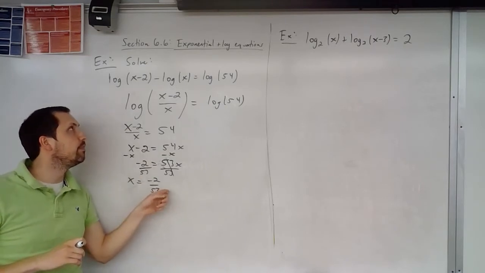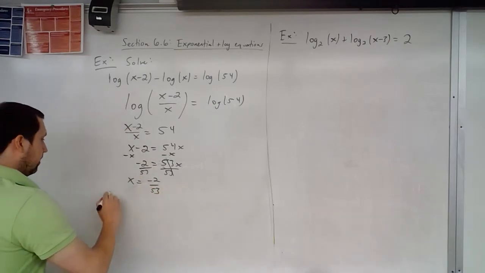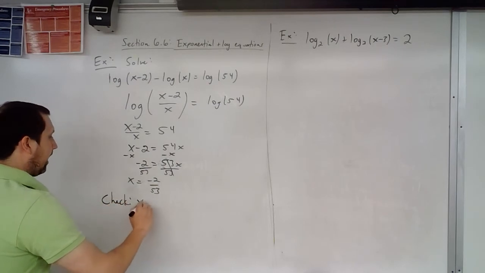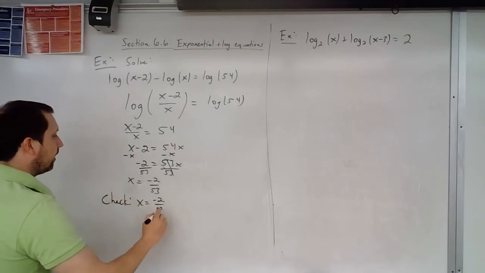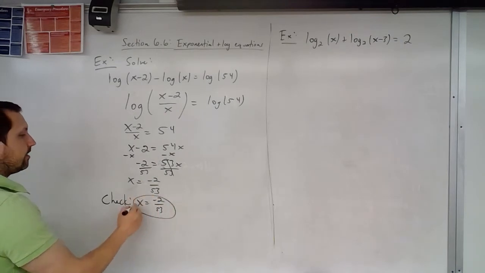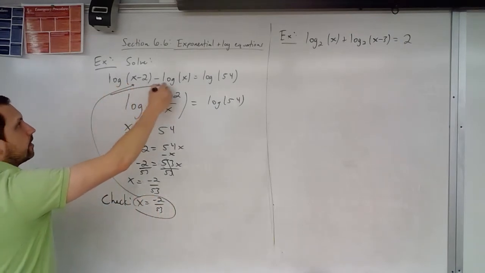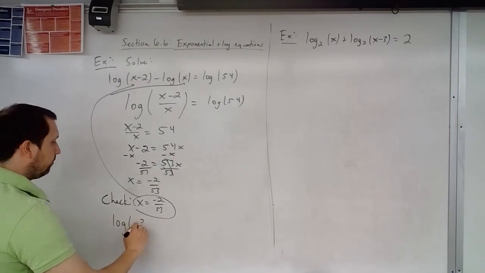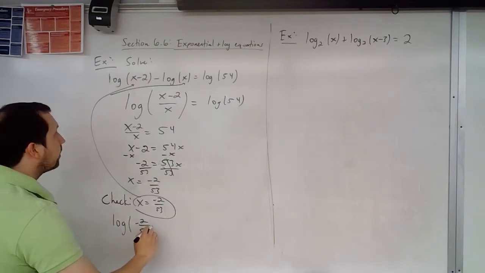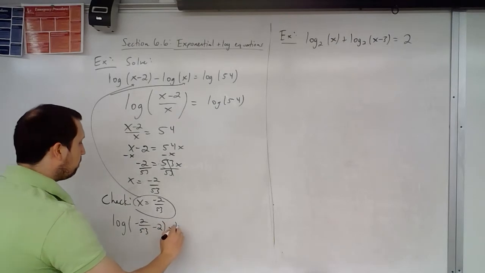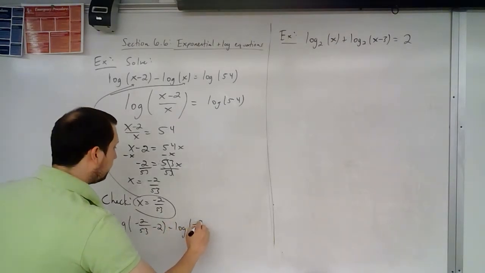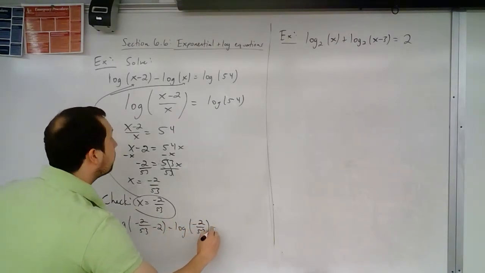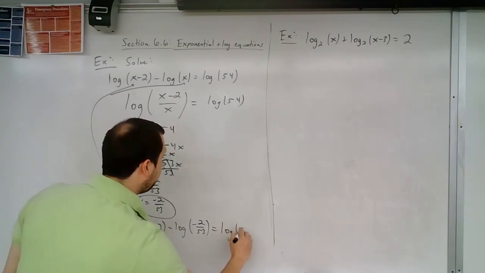So I'm going to check. So let's check x is equal to negative 2 over 53. I'm going to plug this into the original everywhere there's an x. So I have log of negative 2 over 53 minus 2 minus log of negative 2 over 53 is equal to log of 54.